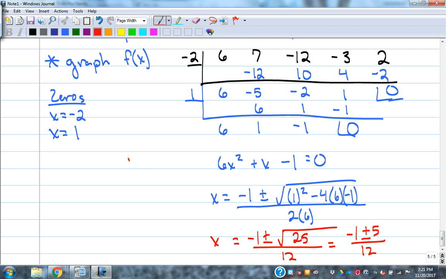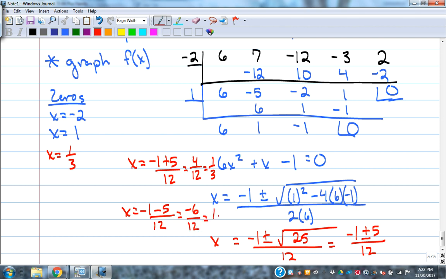2 nice numbers. -1 plus 5 over 12, that'd be 4 over 12, 1/3. -1 minus 5 over 12, nice number, -6 over 12, -1/2. Those are my zeros.